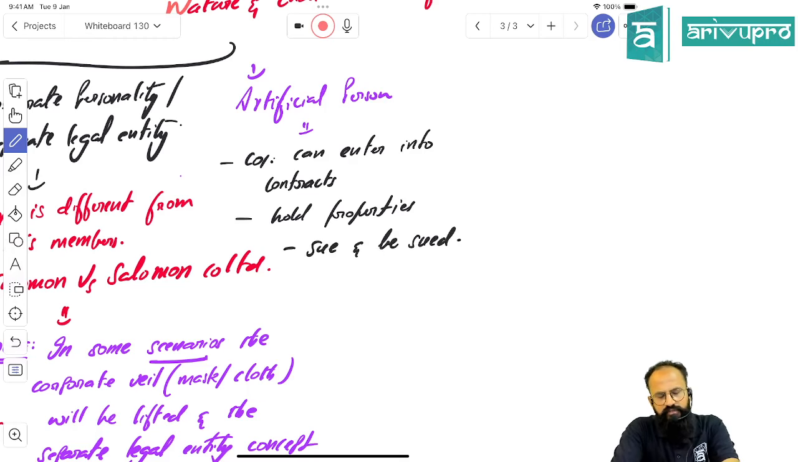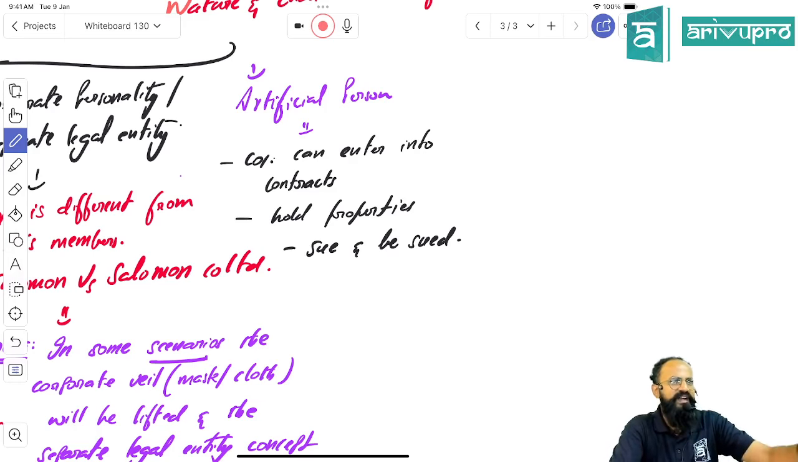Sue means you can file a case, and someone else can also file a case on you. So on a company you can file a case, and the company can also file a case on you. Whenever you have a problem with Amazon, you will not go behind the founder of Amazon, right? Whenever you have a problem with Zomato, if your food is not delivered, will you go and file a case on Deepinder Goyal? Who is Deepinder Goyal? Founder of Zomato. You will not file a case on the founder, you will file on Zomato only. In the same way, if you do not make a payment on time, Zomato will also file a case on you.